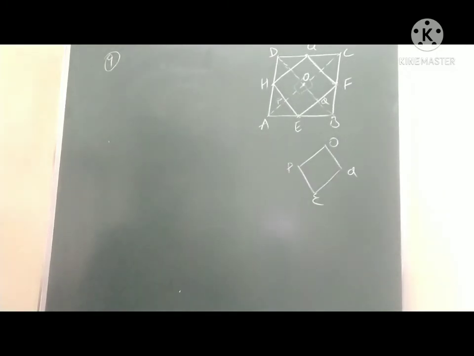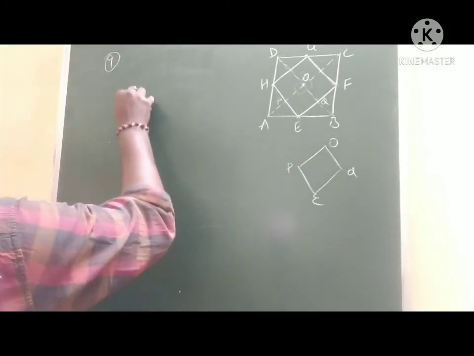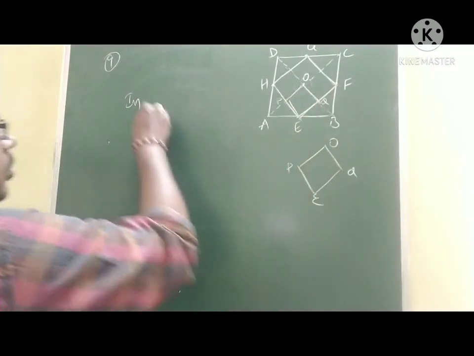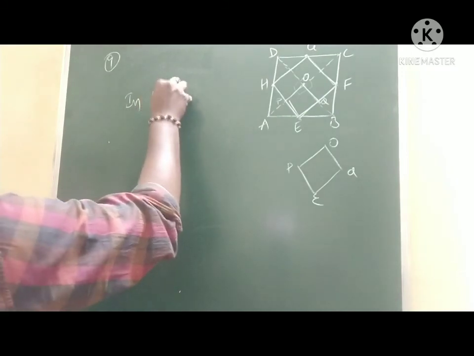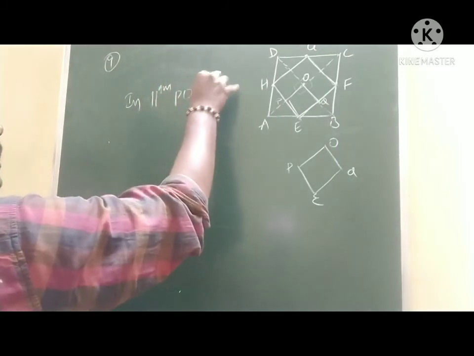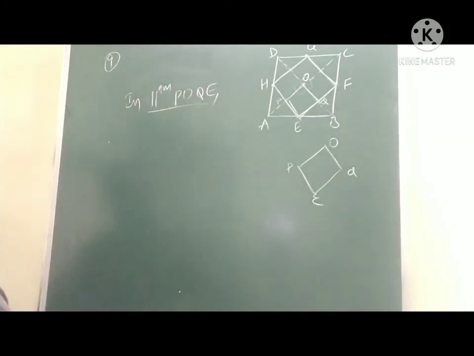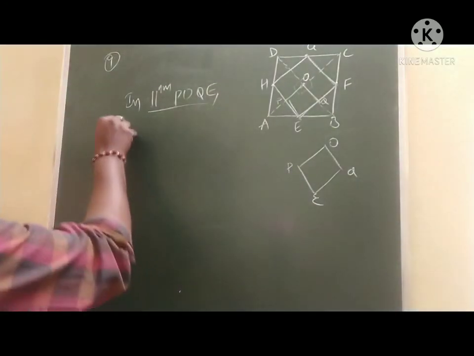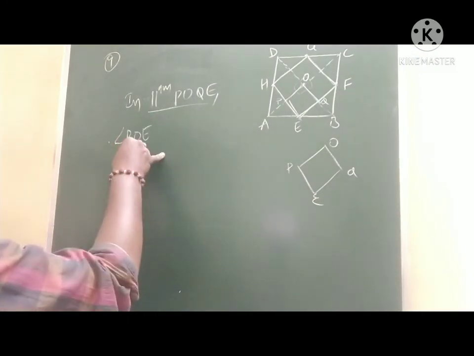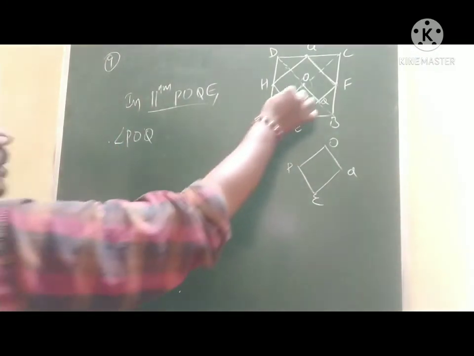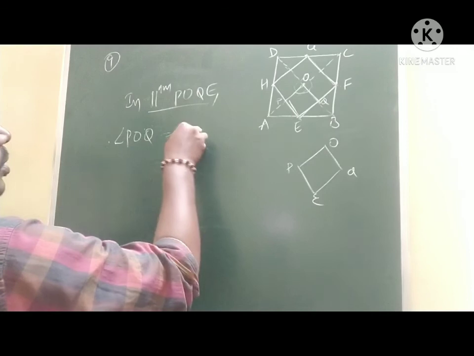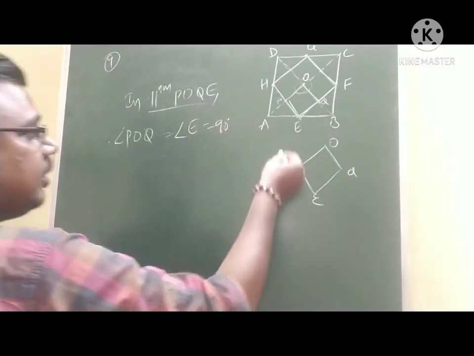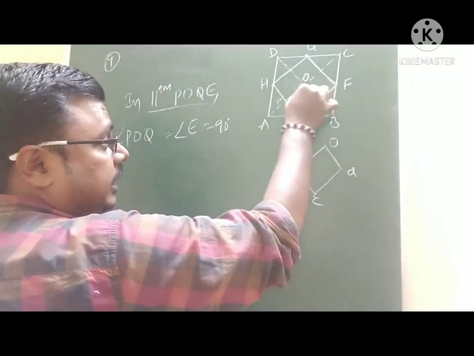So this will become a parallelogram, okay? So in parallelogram POQE, what do we know? We know that opposite angles are equal. So angle POQ, that means this angle, is equal to angle E, which is equal to 90 degrees, because already we have discussed that here we have 90 degrees, right?